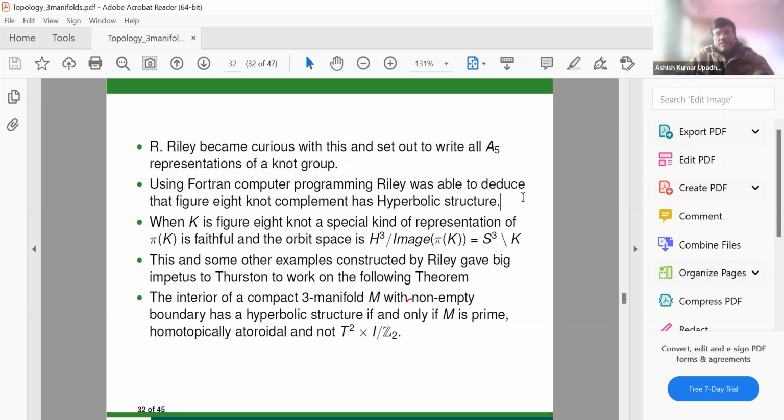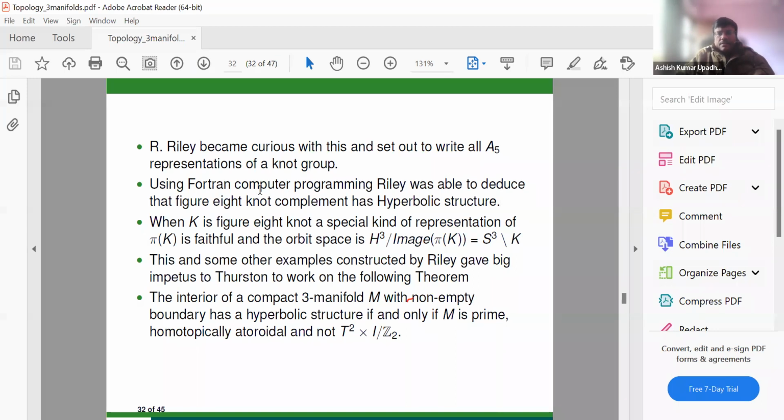So let me sum it up again. We had all sorts of manifolds which were all topological. We knew that yes, there is prime decomposition, there is JSJ decomposition. All those decompositions boil down to topological manifolds, Seifert fibered spaces or Haken manifolds. There was no geometry, but an individual, Robert Riley, is studying S3 minus K, which is a topological space.